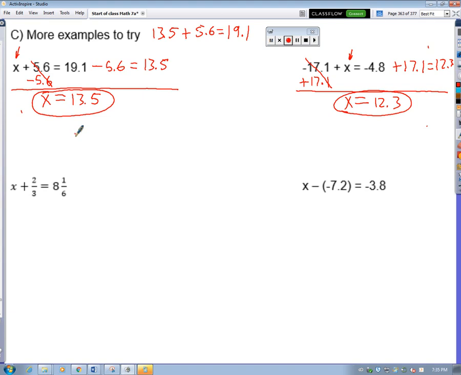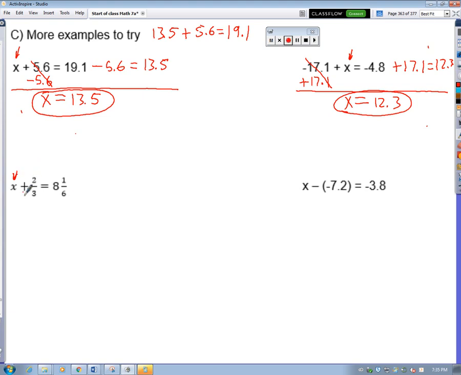Alright, let's check out the next problem we have here. Sometimes we have some fractions to deal with. Okay, it's not a problem. I know you guys don't like fractions very much. I get it, but we're just going to use the same exact steps we did before. Here's our mystery number. What number plus 2/3 equals 8 and 1/6? We need to find out what that is.